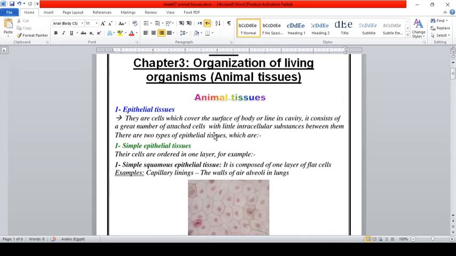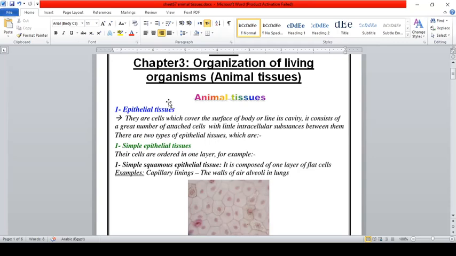So we have two main types of epithelial tissue. We have the simple epithelial tissue and the stratified epithelial tissue, or we can call it complex or compound. In the plant tissues, we talked before about the simple and the complex. We said there in the plant tissues, simple means one type of cells, but complex means different types of cells. Here, it's not like that. Simple means one layer of cells, but stratified means many layers of cells.